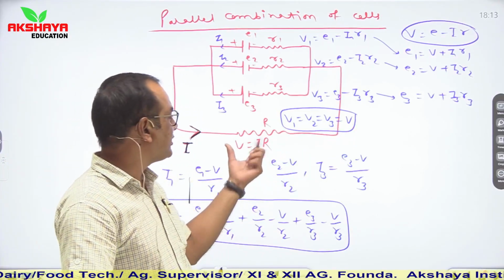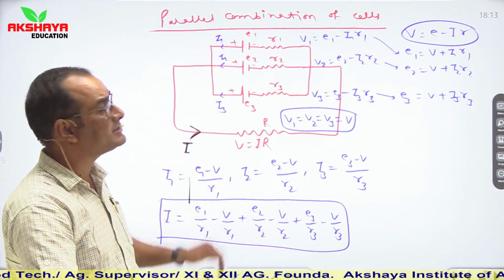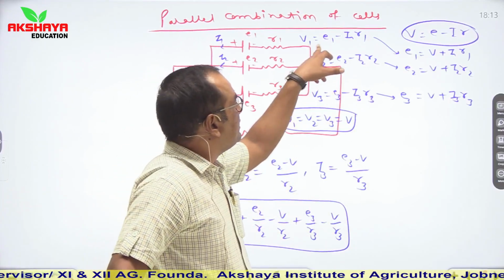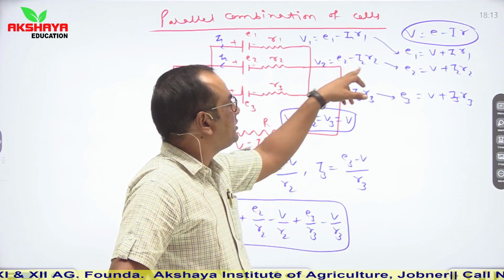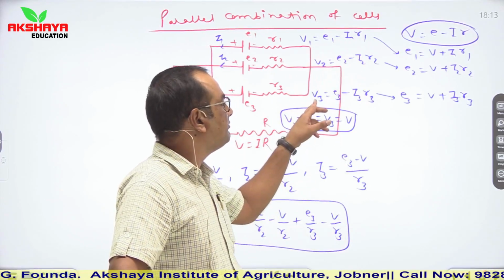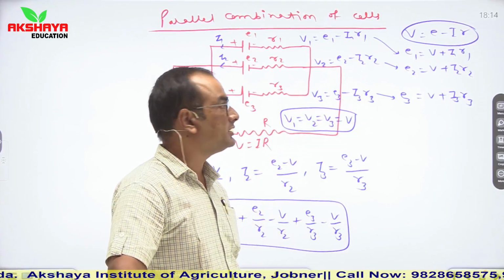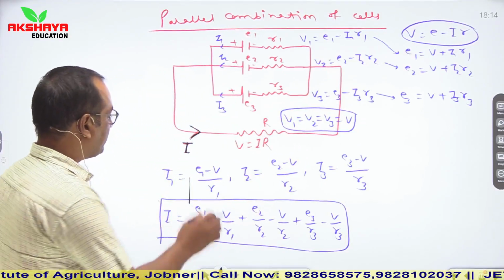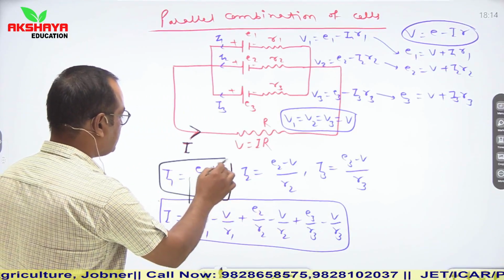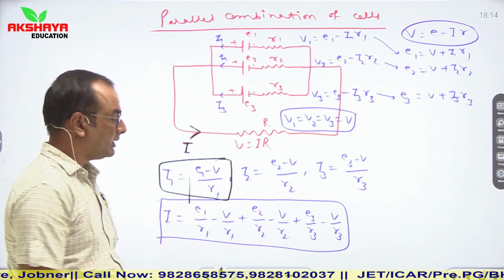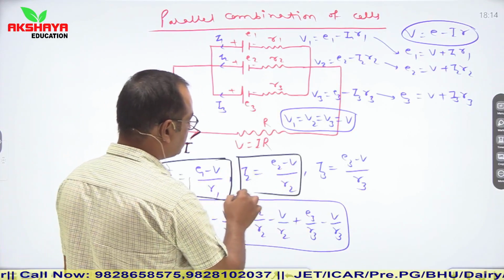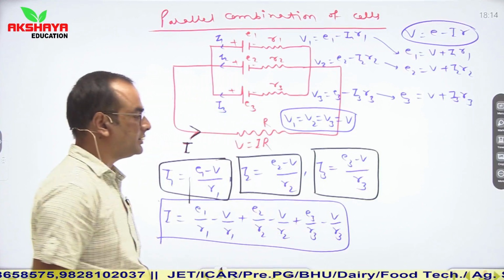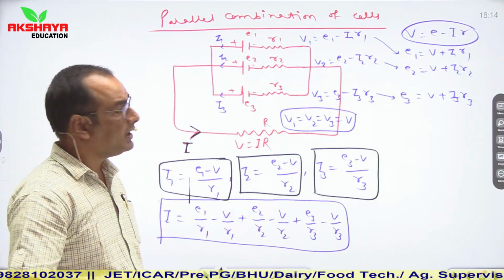V is the potential difference across the load resistance because all the cells are connected in parallel. So V1 is equal to E1 minus I1 r1, V2 is equal to E2 minus I2 r2, and similarly V3 is equal to E3 minus I3 r3. But V1, V2, V3 are equal. So we can say that the current I1 is E1 minus V upon r1, current I2 is E2 minus V upon r2, and current I3 is E3 minus V upon r3, because V is constant across each cell.